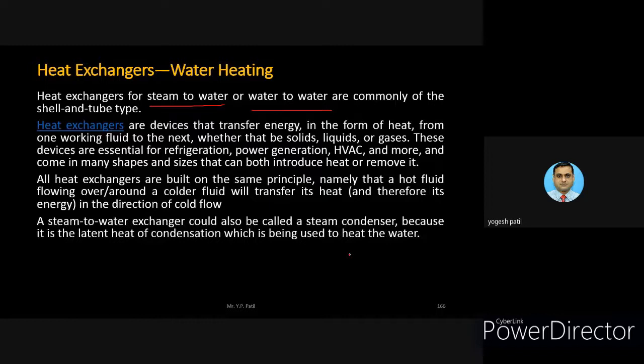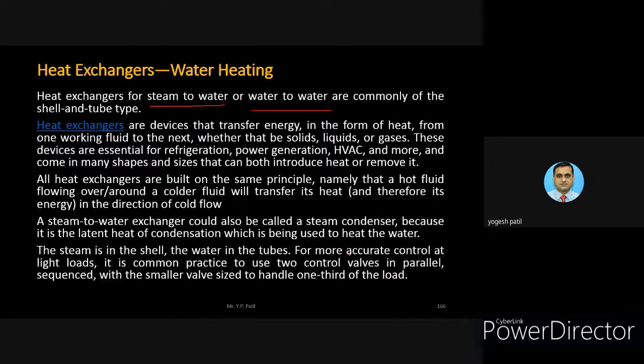The steam to water exchanger could also be called a steam condenser, because it is the latent heat of condensation which is being used to heat the water. So the steam is used to heat the water, and once the water gets heated, the heat can be exchanged. The steam is in the shell, the water is in the tube, for more accurate control at light loads.